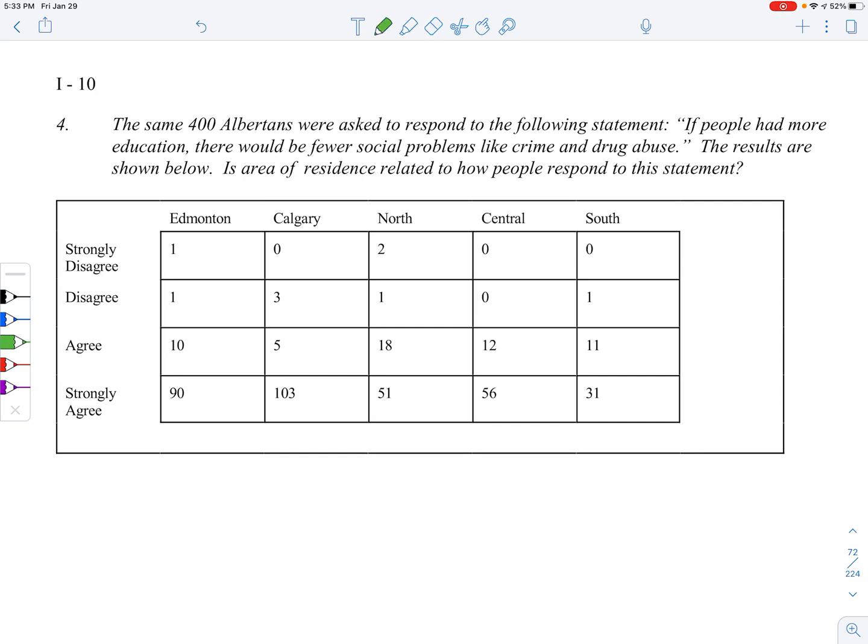So on this one, let's again put down the row totals. So it's 3 and 6 and 56 and 331, and then actually 396 people answered this one. So these numbers here are 102, 111, 72, 68, and 43.